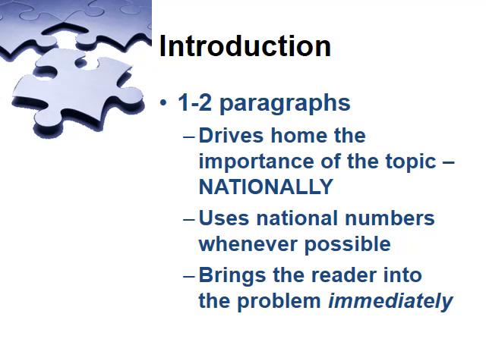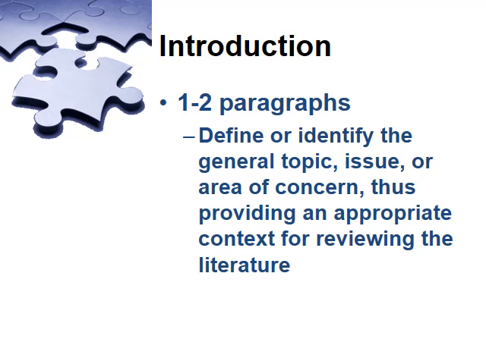Then you would end with the importance of this topic locally. So, perhaps you're looking at a shortage in a particular field. You would talk about what the shortage is nationally, what impact that will have, and then use numbers. And then you would end with what your local numbers would be, what this means locally to have this shortage. In these 1 to 2 paragraphs, you'll be defining and identifying your topic, the issue or area of concern. And so this provides context for the rest of your literature review.